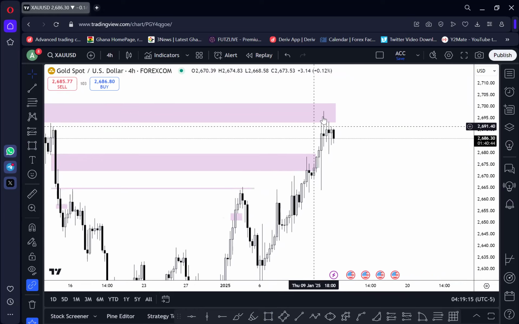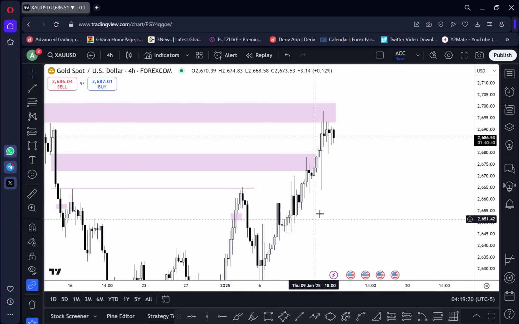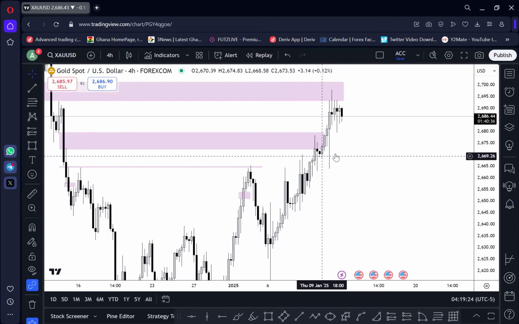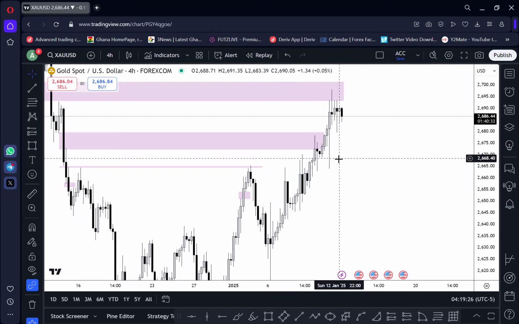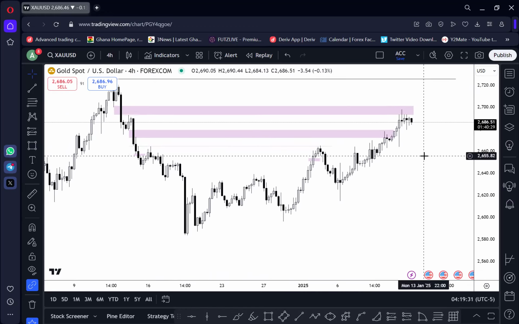So this move was the news that occurred, and that was on Friday, right? Yeah. Okay. And it took out liquidity here and then pushed up. So basically, that is how you locate your fair value gap.